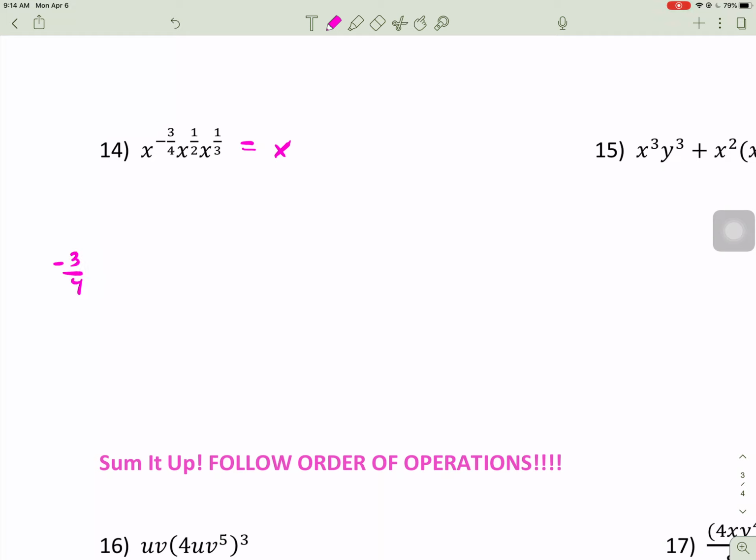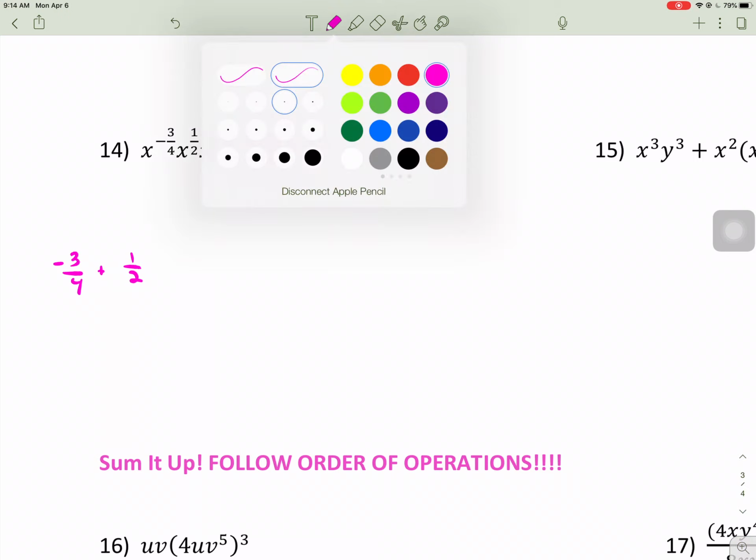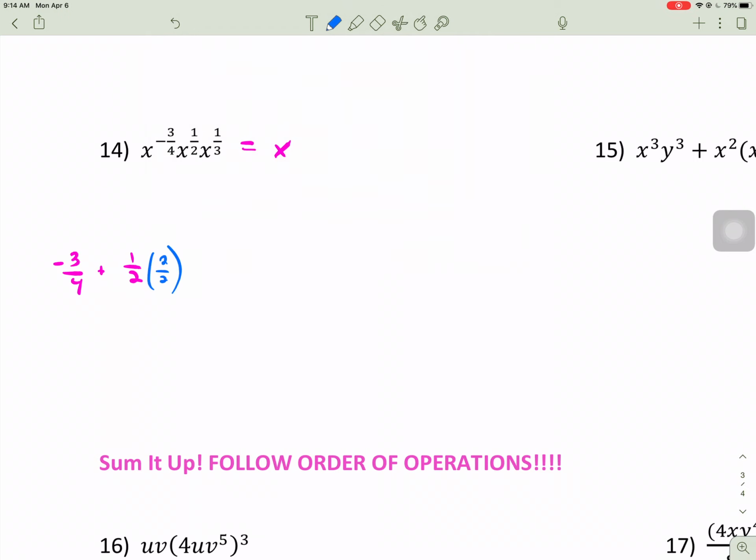Negative 3 over 4 plus 1 over 2. Well, we can rewrite 1 over 2. So you get negative 3 over 4 plus 2 over 4, and that's negative 1 over 4. And then we also have to add 1/3. Unfortunately, this is not a common denominator. The common denominator between 4 and 3 is 12, so I'm going to multiply negative 1/4 by 3 over 3, negative 3/12. I'm going to multiply this by 4 over 4, plus 4/12 is 1/12, so you get x to the 1/12.